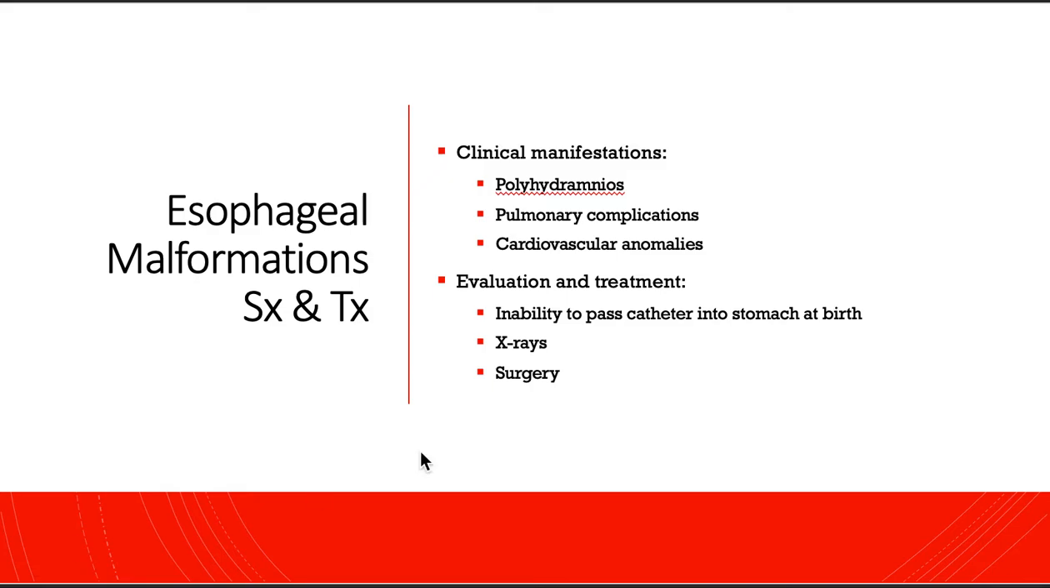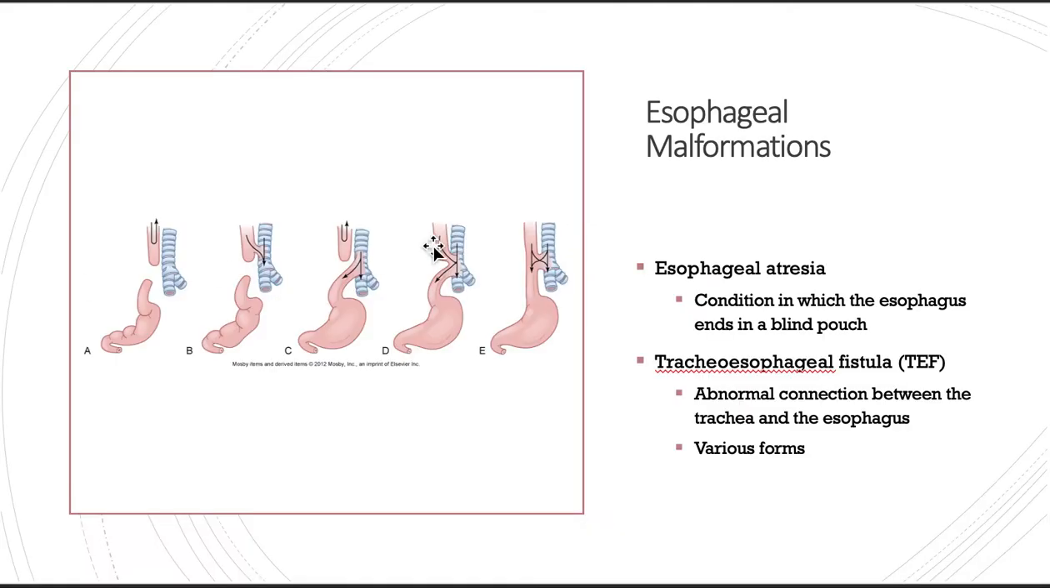So how do we know that we have it? Obviously, I talked about imaging. The other thing is that if we do have a baby with projectile vomit and we may suspect something like this, we will try to put a tube down, right? Like an NG tube, to see if we can get it down into the stomach.